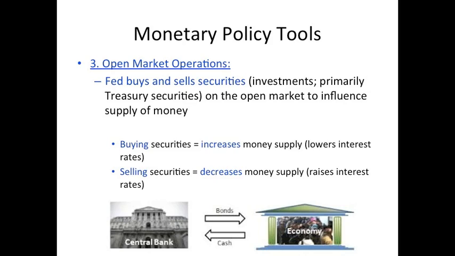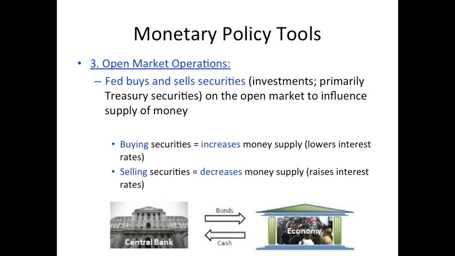Okay, to simplify this, I want you to think of it this way. If I sell you something, I'm going to take some money away from you. Okay, if I buy something from you, I'm going to be giving you money. And in this case, you are the banks. So if the Fed were to buy securities from the banks, the Fed is giving the banks more money that they can eventually go out and lend. If the Fed is selling the securities to the banks, it's taking money away from the banks, which means less money that they can lend out.